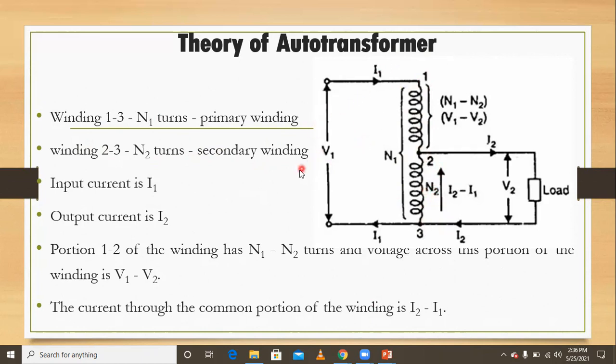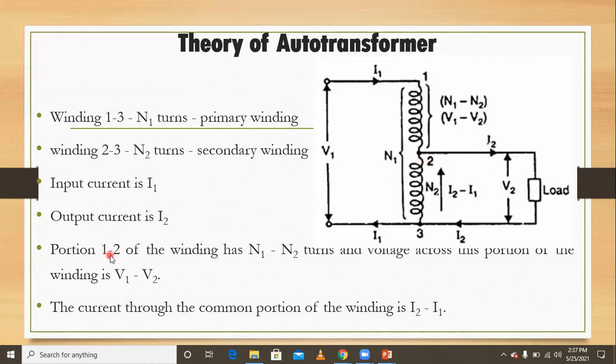And then the input current is called I1, and the output current is called I2. I2 is the current flowing to the load, and the current flowing into the transformer is I1. So, input current I1 and output current I2.